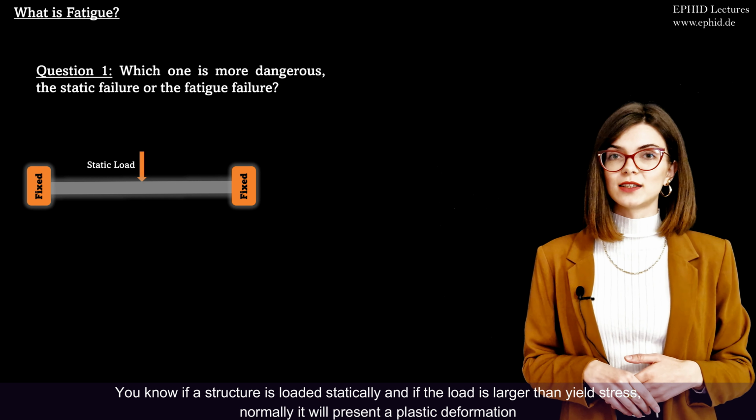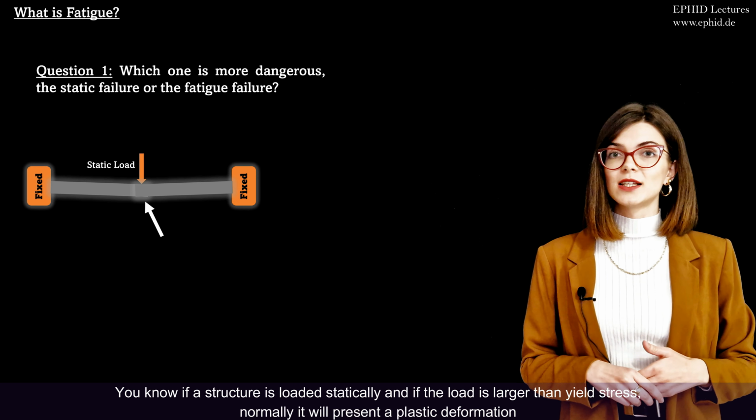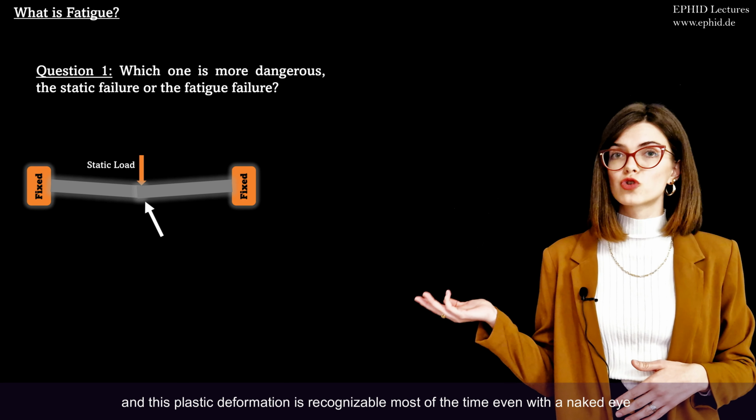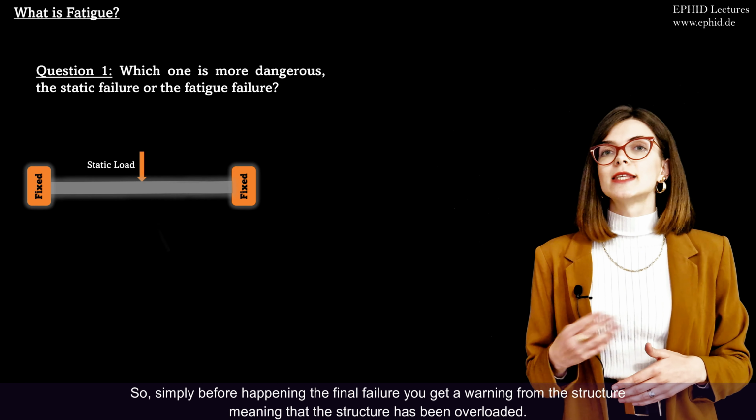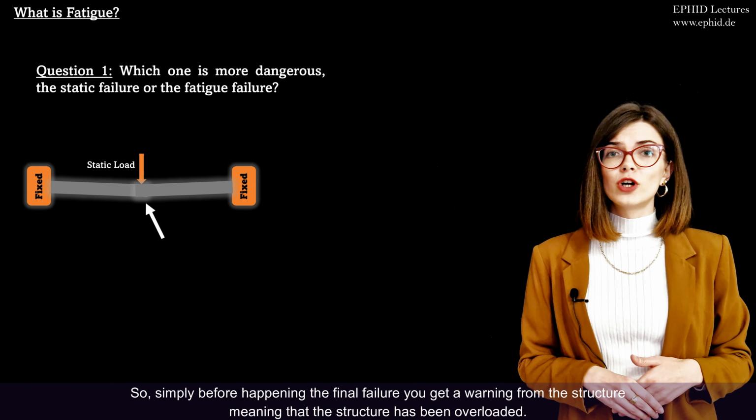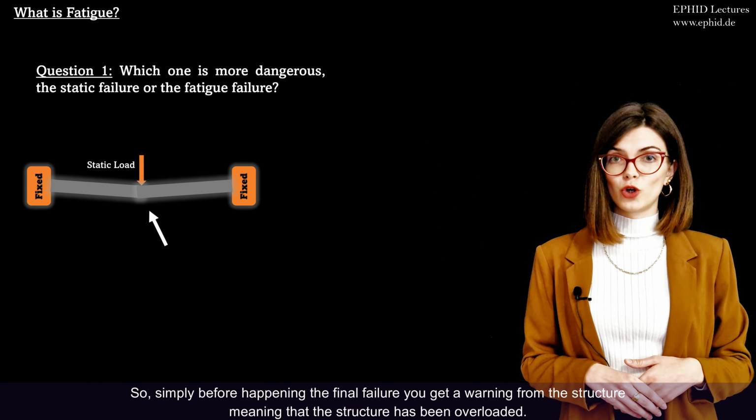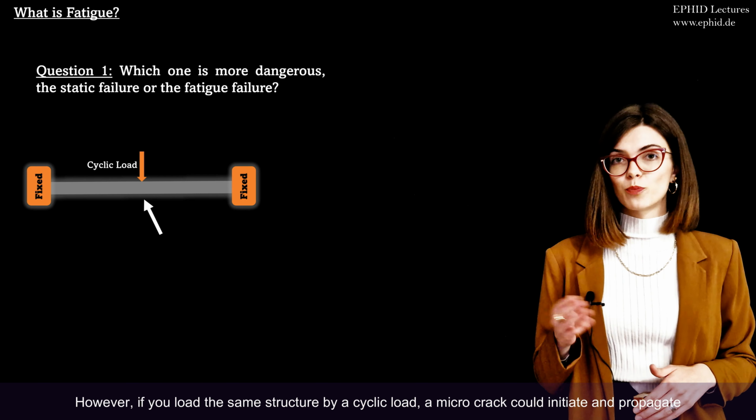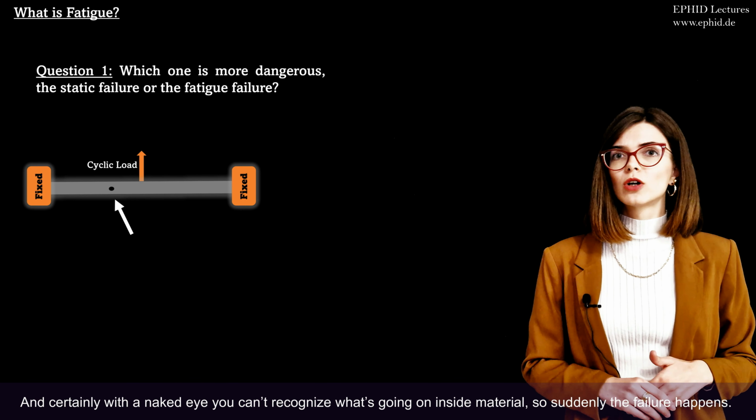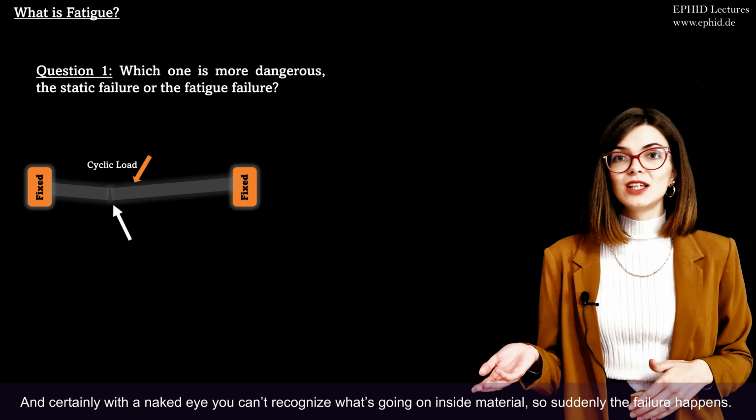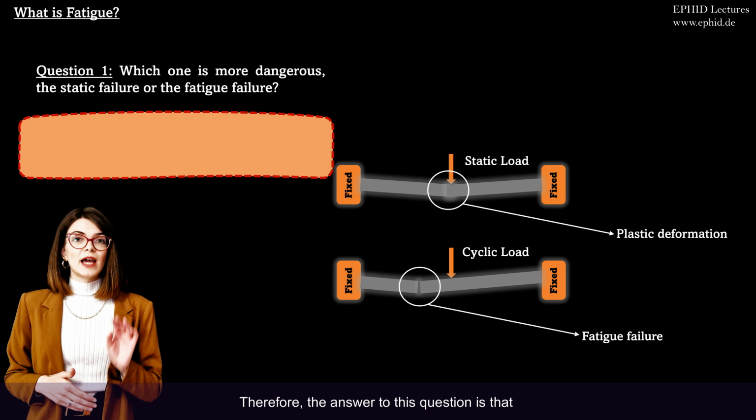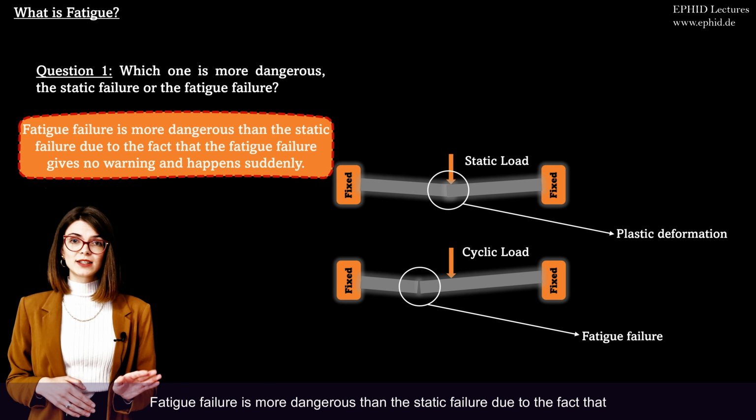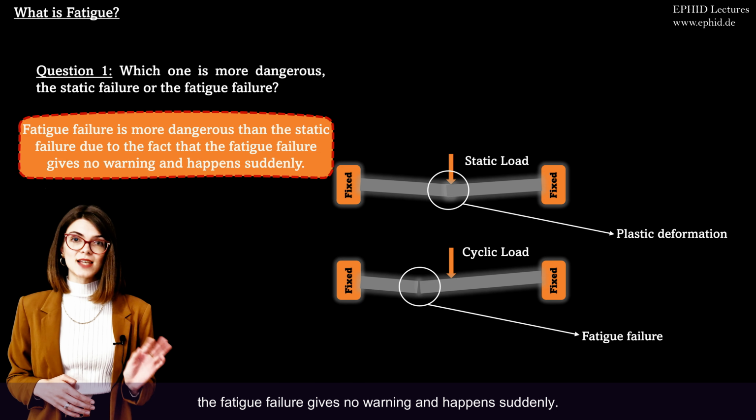If the structure is loaded statically and the load is larger than the yield stress, normally it will present a plastic deformation, and this plastic deformation is recognizable most of the time even with the naked eye. So, simply before the final failure happens, you get a warning from the structure, meaning that the structure has been overloaded. However, if you load the same structure by a cyclic load, a micro crack could initiate and propagate, and certainly with the naked eye you can't recognize what's going on inside the material, so suddenly the failure happens. Therefore, the answer to this question is that fatigue failure is more dangerous than the static failure due to the fact that fatigue failure gives no warning and happens suddenly.